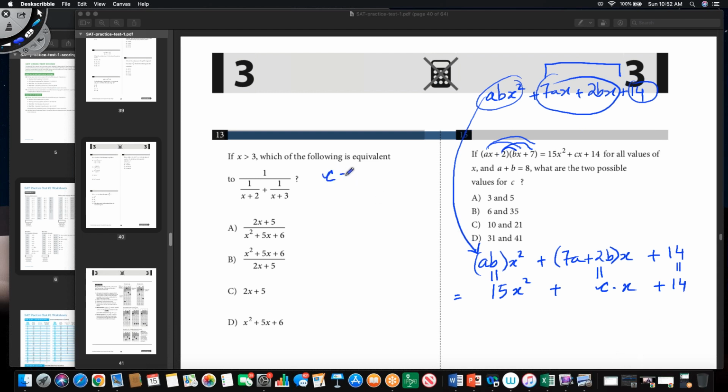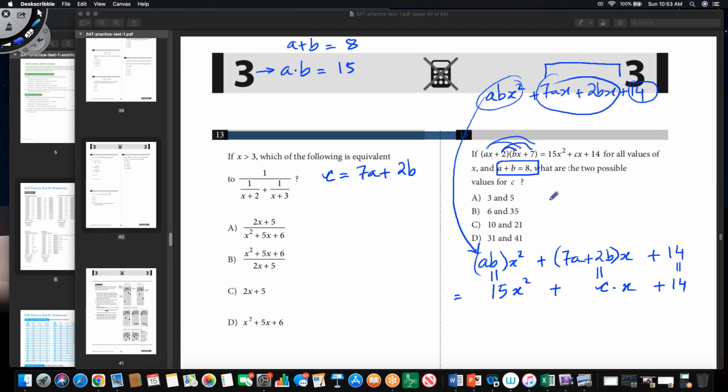So we can write c equals 7a plus twice b, and we can write a times b equals 15. And we also have a plus b equals 8 as a given constraint. So now we have three equations, three unknowns, a, b, and c. Theoretically, we should be able to solve them. So the easiest way to do that would be to start with a times b equals 15 and look at all the answer choices that look like they're integers.